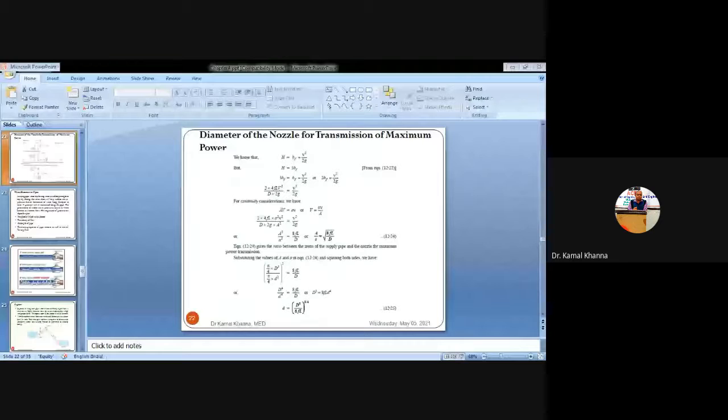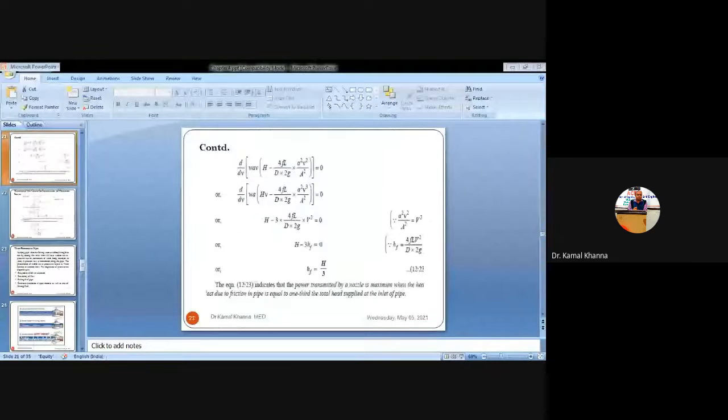Transmission of the maximum power, and also the condition for transmitting the maximum power using the converging nozzle connected at the end of the pipe.